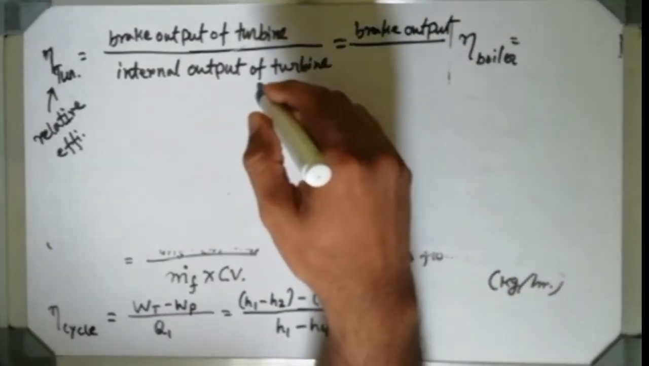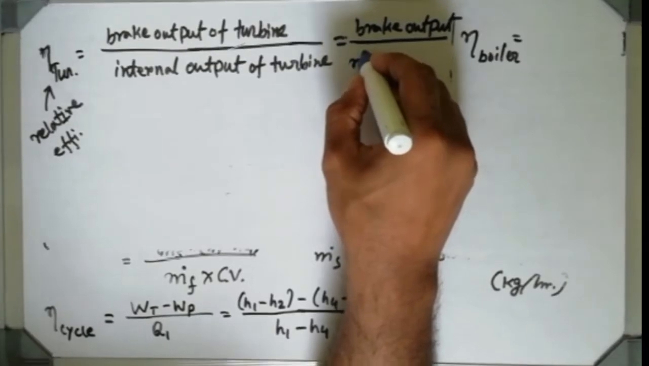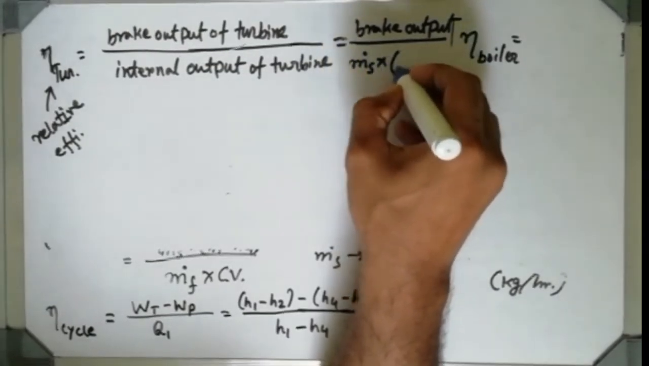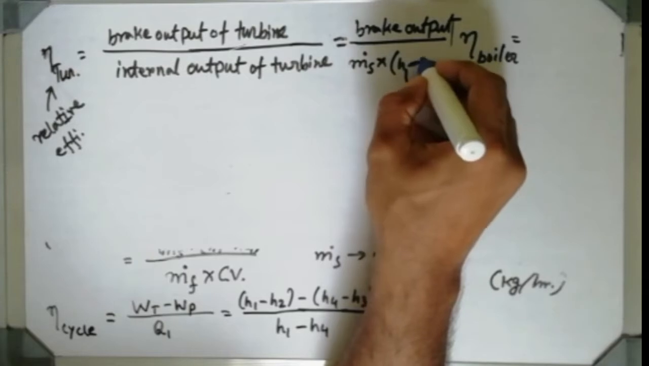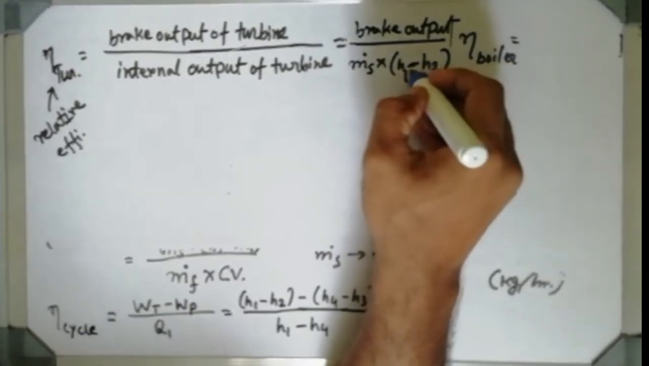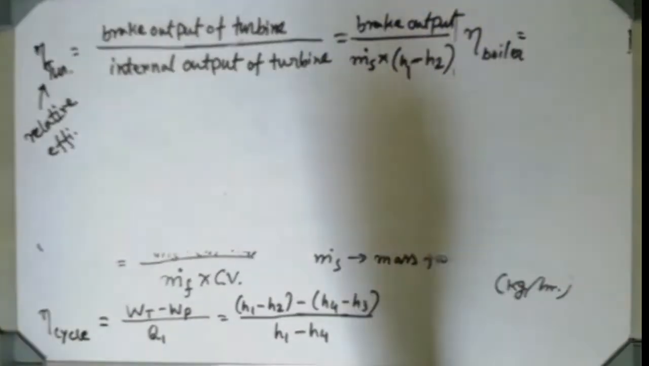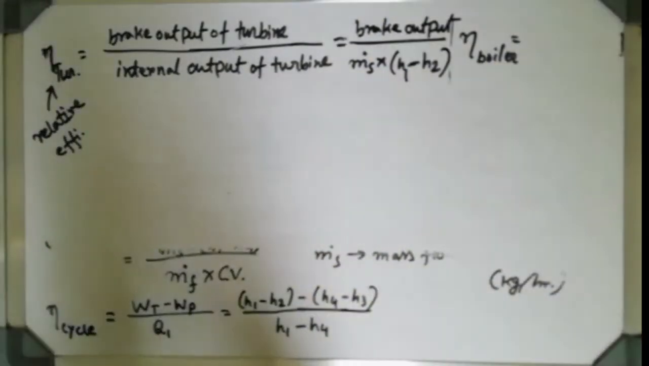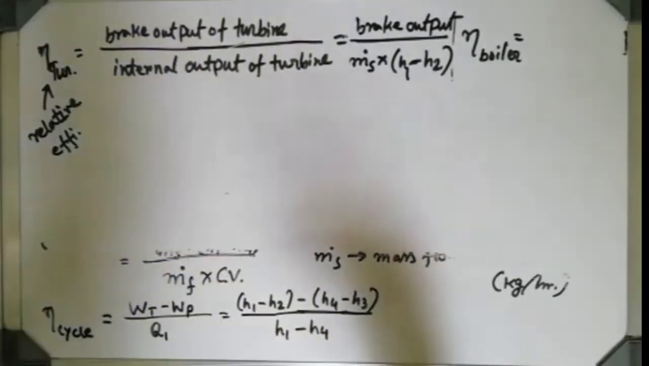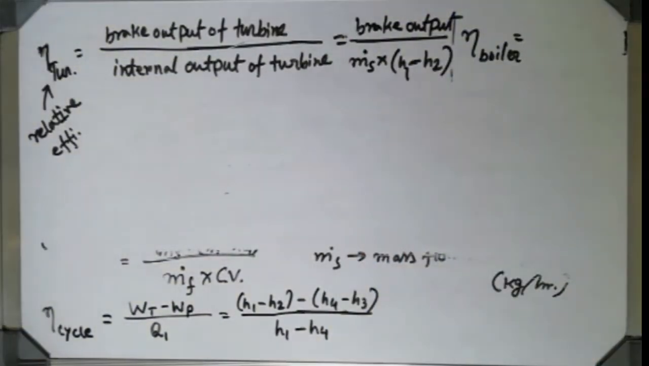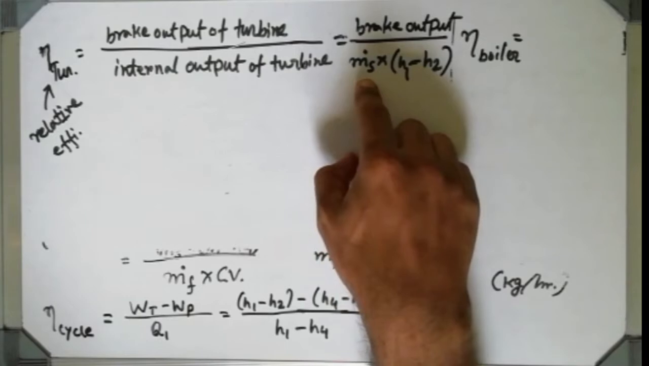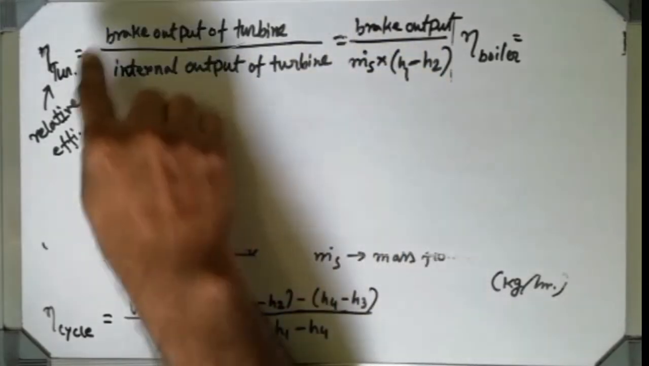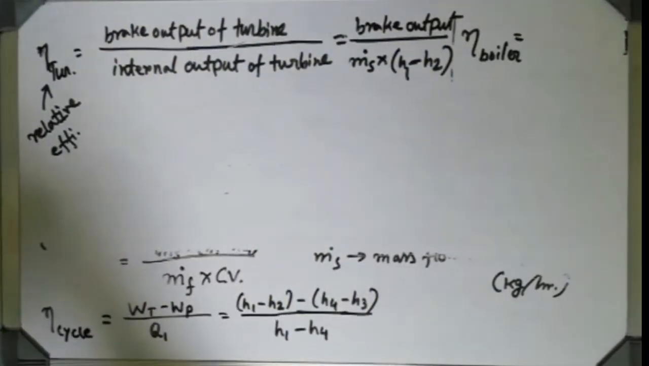And the internal output of the turbine can be expressed this way: m dot s into h1 minus h2. H1 minus h2, that is the turbine work, and m dot s, as I have already explained, is the mass flow rate of steam you are giving to the turbine. It should be expressed in kg per hour. That way the relative turbine efficiency can be found out.